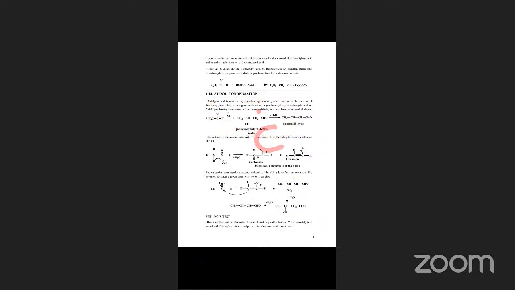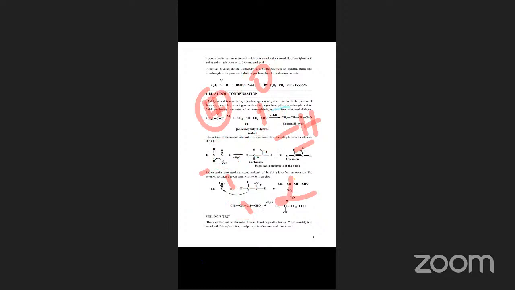So this is the functional group. What is the functional group? Keto or aldehyde. The adjacent carbon is the alpha carbon. This carbon has hydrogens. These hydrogens are called alpha hydrogens.